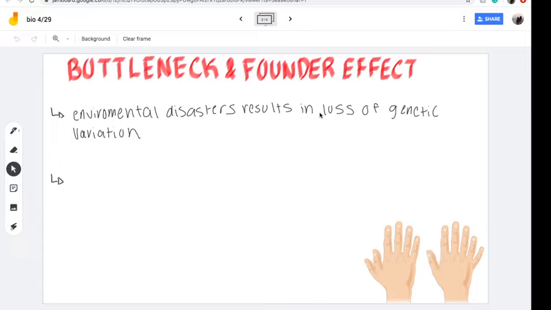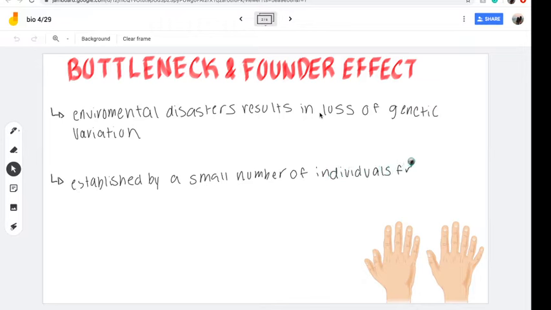The founder's effect is established by a very small number of individuals from a large population, or larger population. Rare alleles may be overrepresented in this case.